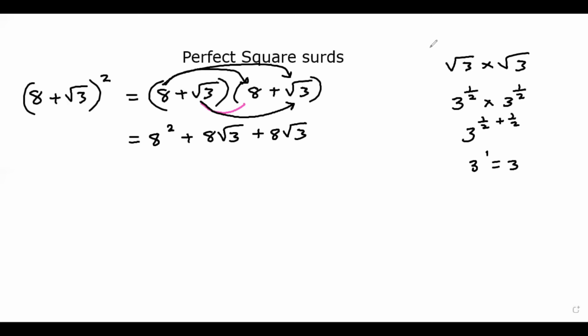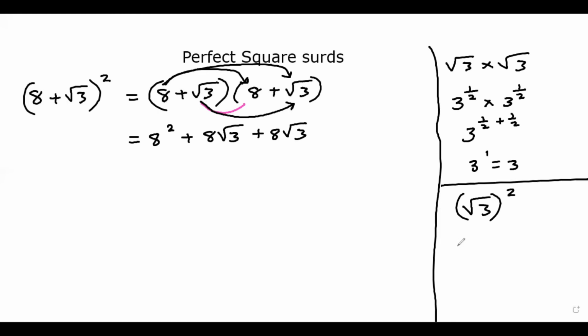Or another way to think about it is, it would be saying root 3 times root 3. So that would be root 3 squared. So that means you'd have 3 to the half raised to the power of 2. That would be 3 to the half times 2. So the 2's would cancel. You'd have 3 to the 1, which is the same thing as 3. So it would be plus root 3 squared.